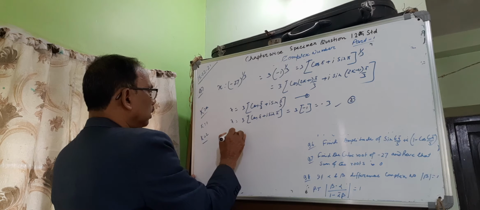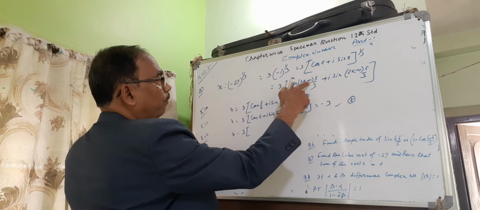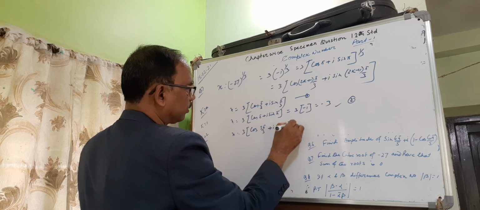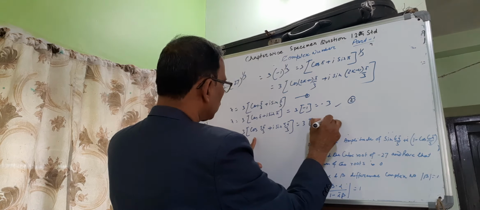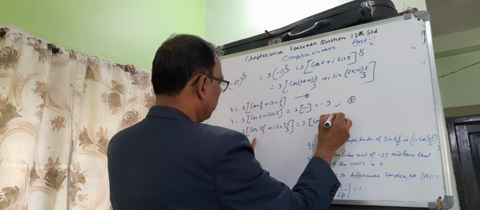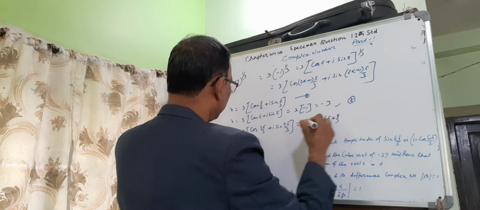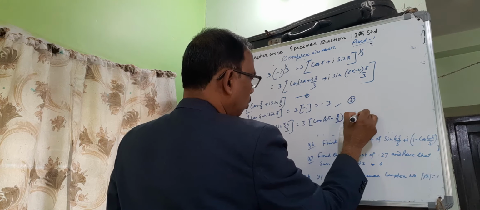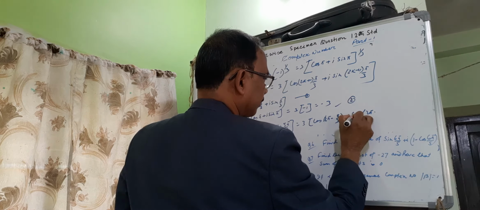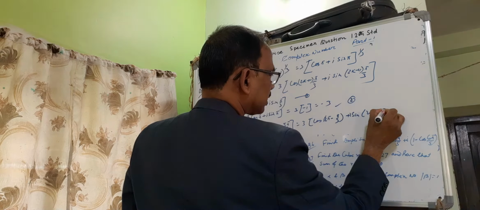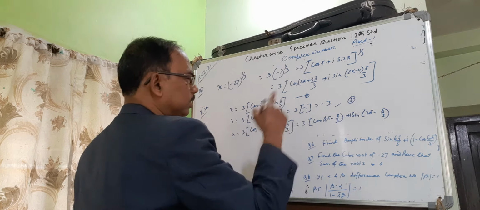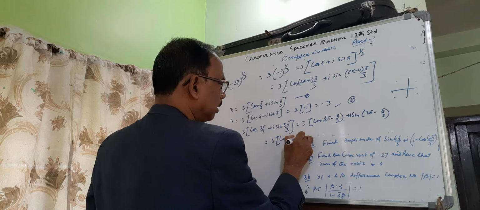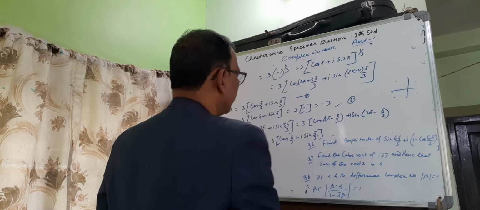Next, k = 2, x = 3 [cos 5π/3 + i sin 5π/3]. Here 5π/3 is 2π minus π/3. In the fourth quadrant, only cos is positive, so that is 3 [cos π/3 − i sin π/3]. Now this is the third solution.